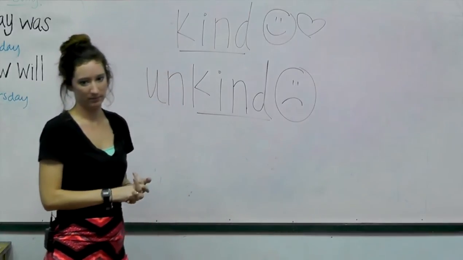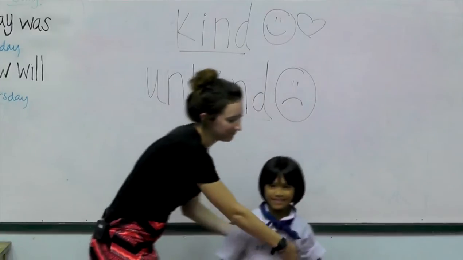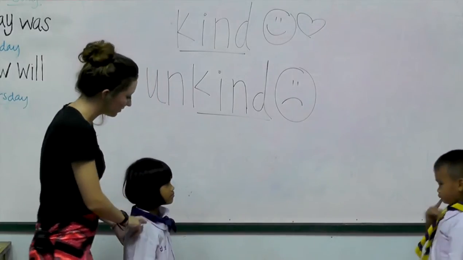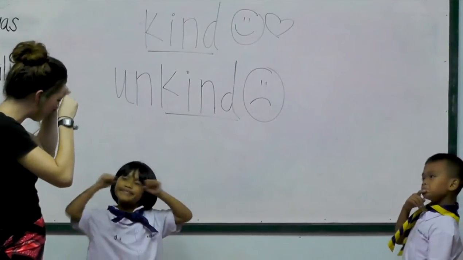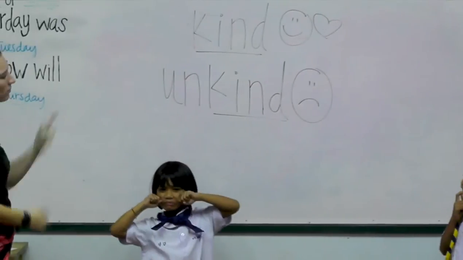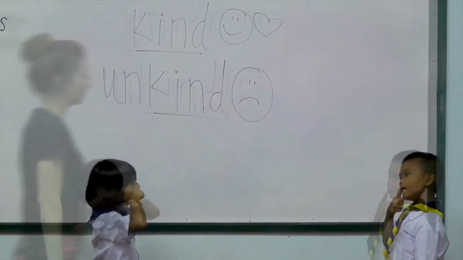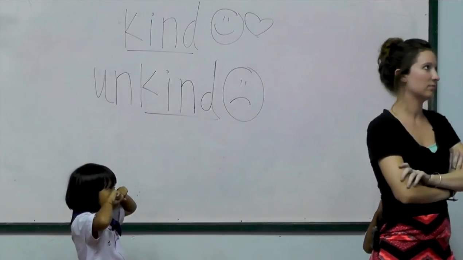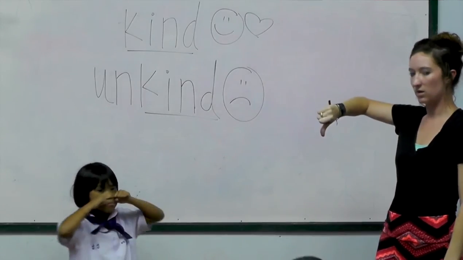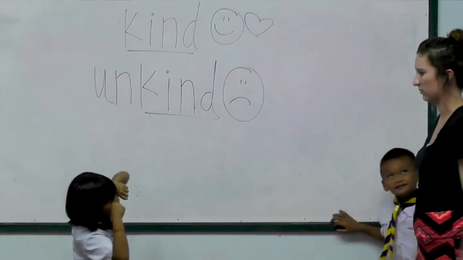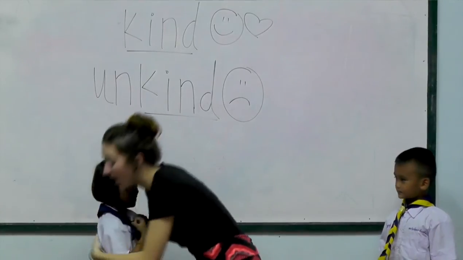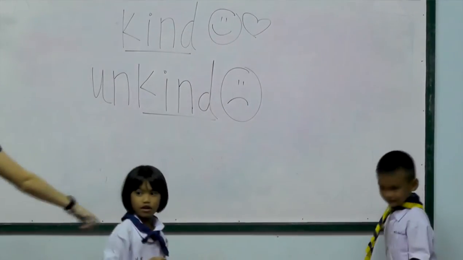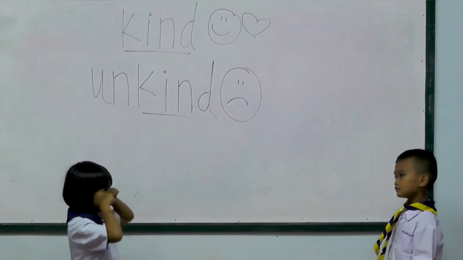All right, come here. Okay, so Pakbung is sad. She's crying. Pata, show me kind. Be kind. Okay, Pakbung is sad. She's crying. Ugh. Is that kind or unkind? Unkind. Okay, Pakbung is crying. Oh, I'm sorry. Kind or unkind? Kind. Very good. Okay. So Pakbung is crying. She's sad. Pata, show me kind.